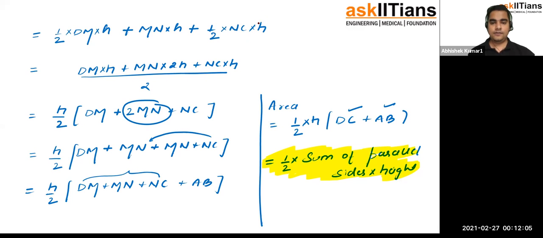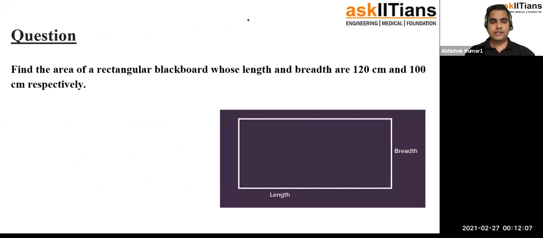Is it done? All right. Now we have the application of the formula that we discussed just now. Here, let's see what we have to calculate. You have to find the area of the rectangular blackboard, which you can see on your screen, whose length and breadth are provided to us. Length is 120 centimeter and the breadth is 100 centimeter respectively.